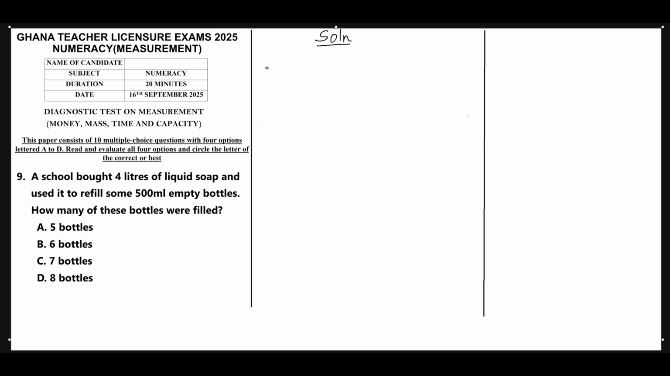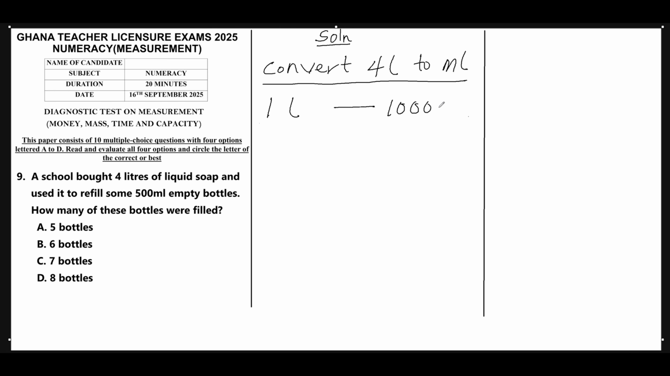So first of all, we need to convert 4 liters to milliliters. That is the first thing we are doing. Now, what is the relationship between liters and milliliters as a unit of capacity? Liters and milliliters. We know that every 1 liter is equivalent to 1000 milliliters. Every 1 liter is equivalent to 1000 milliliters.